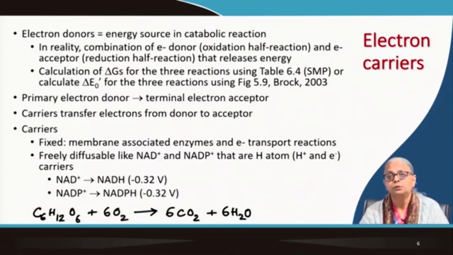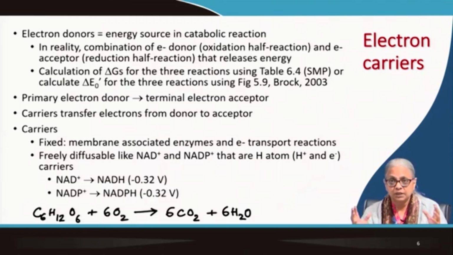What is the compound that has accepted these 24 electrons? After all, they are not floating around, they have been accepted in equal amount. Here we have oxygen, which has an oxidation state of 0 and it has gone to -2 in carbon dioxide and -2 in water as well. Those 24 electrons have been picked up by oxygen in both CO2 as well as in water. So, that is our terminal electron acceptor. Oxygen is our terminal electron acceptor and the primary electron donor is glucose.